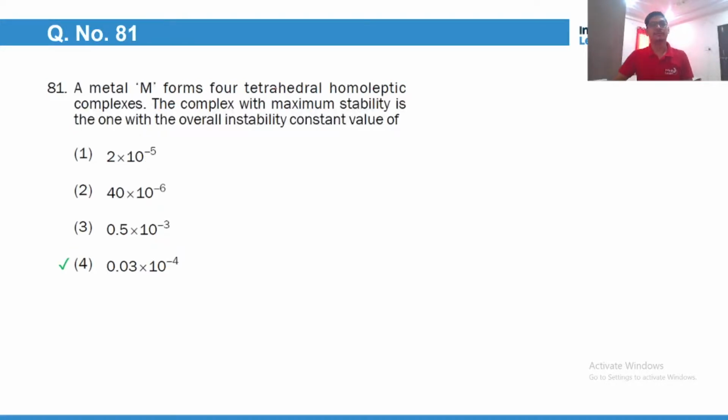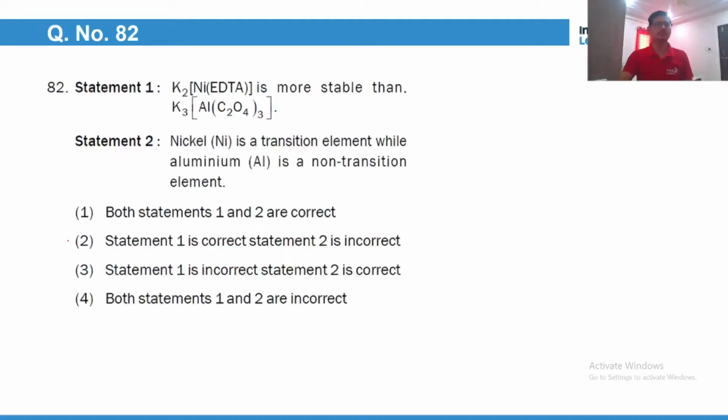A metal ion forms 4 tetrahedral homoleptic complexes. The complex with maximum stability is the one with the overall instability constant of minimum, of course, because instability constant is inversely proportional to stability constant. Now stability is proportional to stability constant, so it would be inversely proportional to the instability constant. So it is very simple. You just have to express in scientific notation. So this would be 5 × 10⁻⁴, and this would be 3 × 10⁻⁶. So this is the lowest value. So that means this corresponds to the most stable complex.